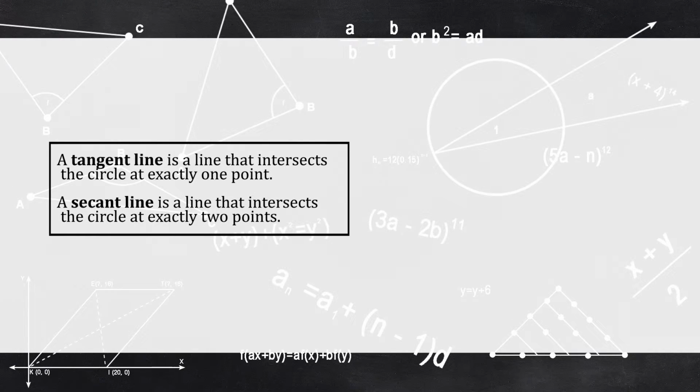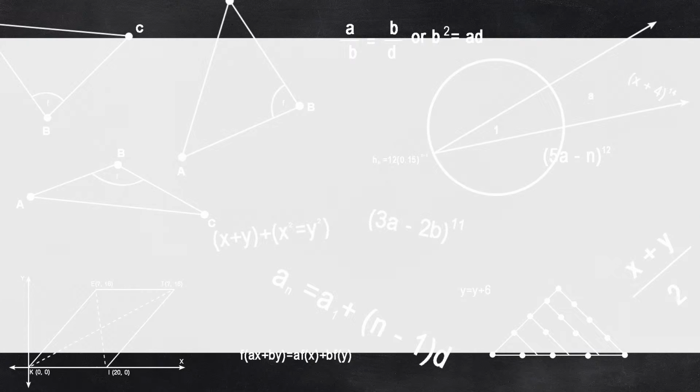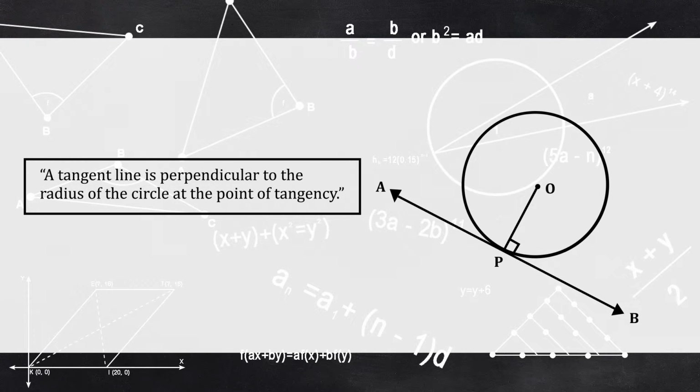Let us now define the lines associated to a circle. A tangent line is a line that intersects the circle at exactly one point. A secant line is a line that intersects the circle at exactly 2 points. Here are some theorems about tangent and secant lines. A tangent line is perpendicular to the radius of the circle at the point of tangency.